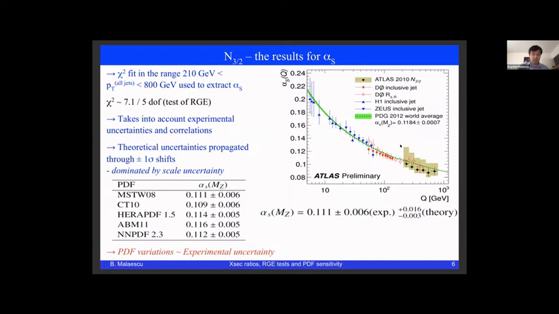Now, to get to one of the points of this talk, it's interesting to also look at the results obtained with different PDF sets as listed here in this table, and to look at how much the nominal result changes when looking at the different PDFs. You can see that the variations when changing the PDF set are of the same order of magnitude as the experimental uncertainties. And I'll get back to this later.